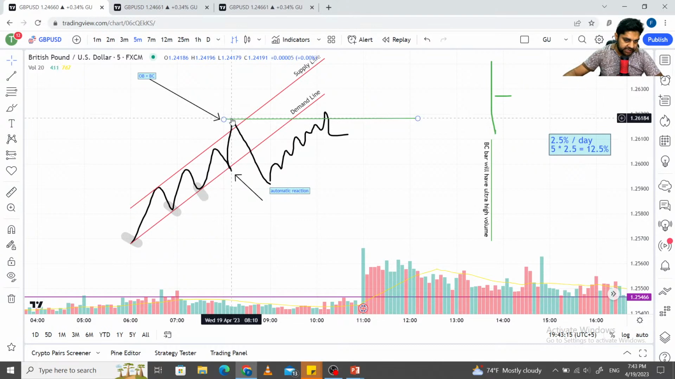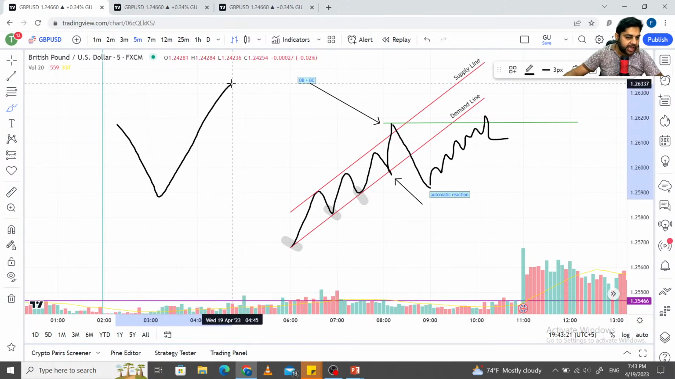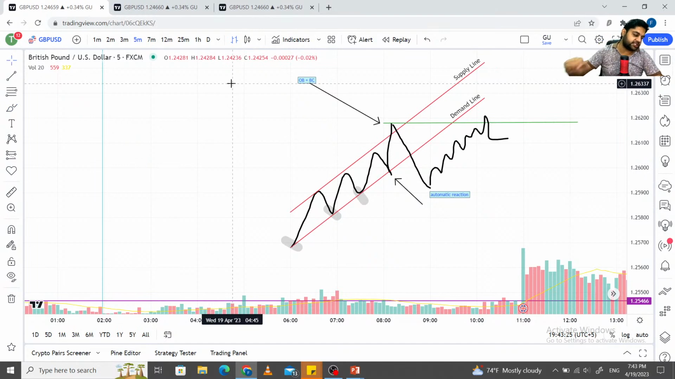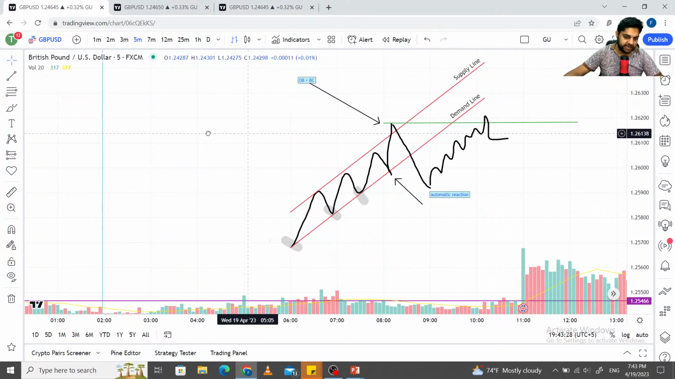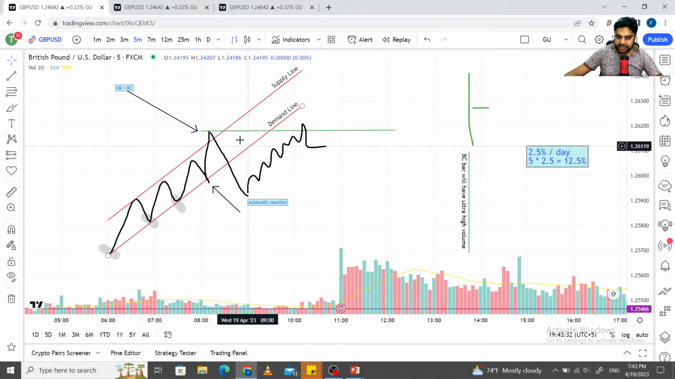So if this is a buying climax, the market should come down. In the same way, if this is a selling climax, then the market should have a strong upward move. Otherwise, you cannot call this a buying climax or a selling climax. Okay, so that's it. This is the automatic reaction and the market goes up.